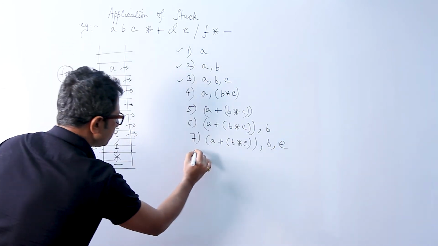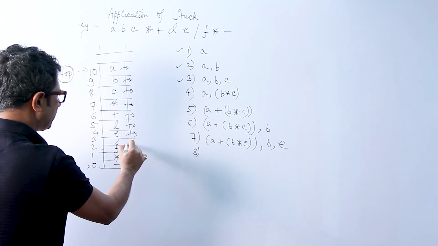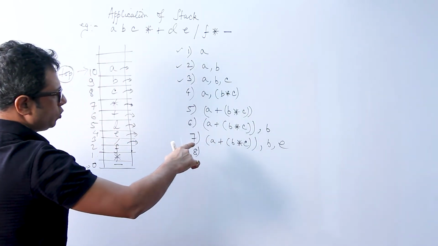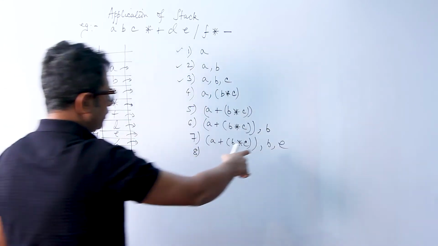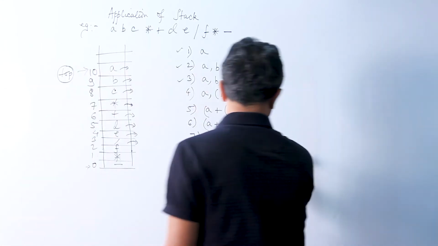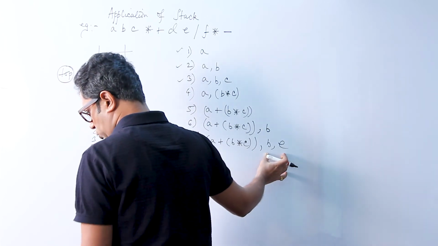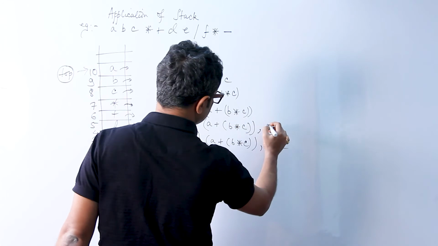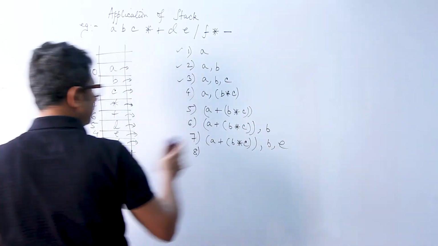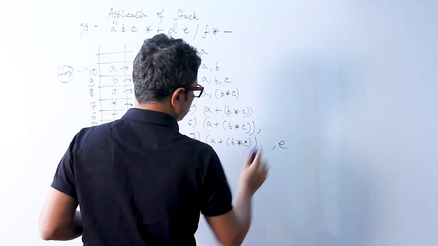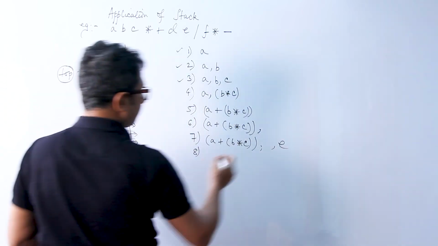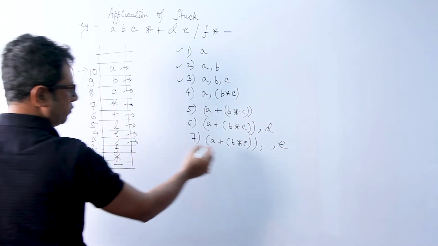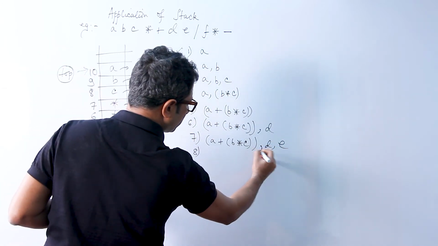So step number 8 is that again we encounter an operator, that is slash. Then what will we do? The operator will operate upon the top two elements. So this is not B, this is again a mistake, this is D. We have popped this D and written it over here, and after that we have popped the E.